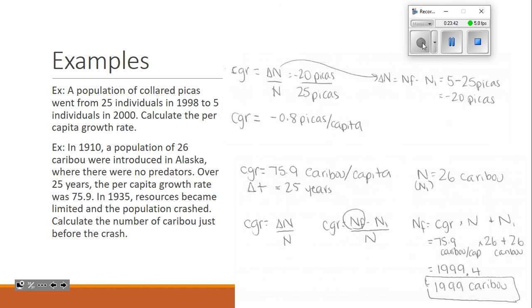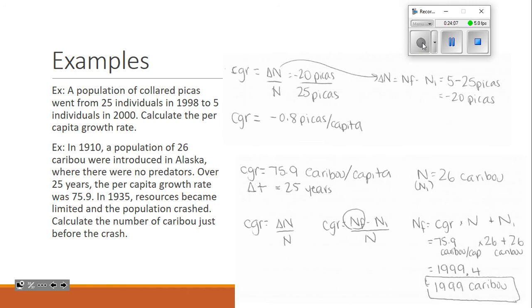So, a little bit of formula manipulation. Like I said, I don't anticipate that this is the number one way a diploma would ask you about it, but they could. It's fair. So what I would do is my per capita growth rate, 75.9, times my initial population size, 26, and then I'm going to add what I started with, 26.